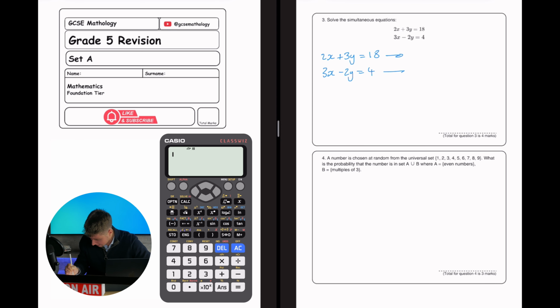If I want to make the x's the same, I'm going to multiply the top equation by 3 and the bottom equation by 2. This way I'll have 6x plus 9y equals 18 times 3, which is 54, and then 2 times 3x is 6x, 2 times -2y is -4y, and 4 times 2 is 8. So here I've made the number in front of the x's the same.